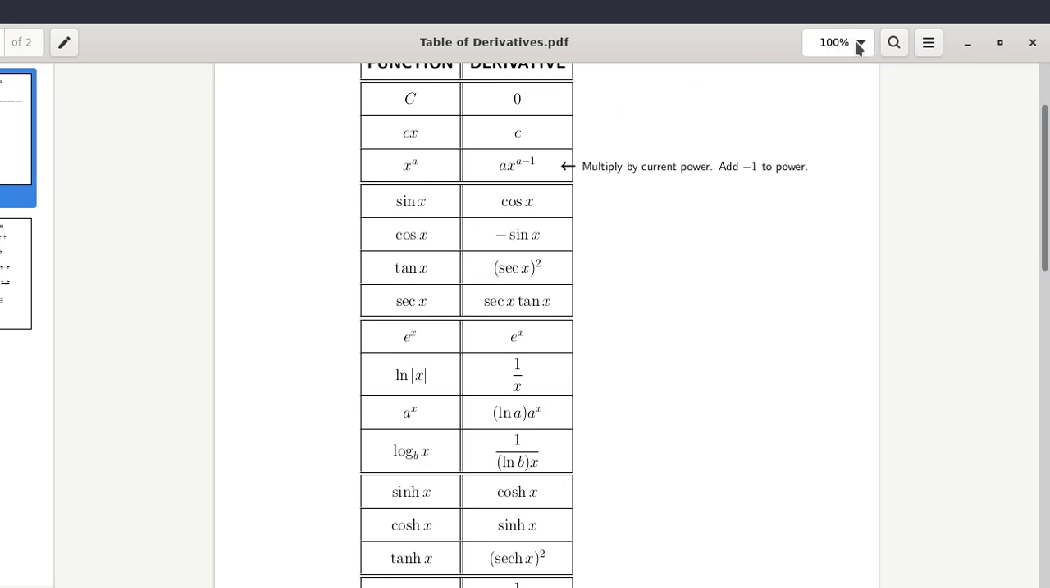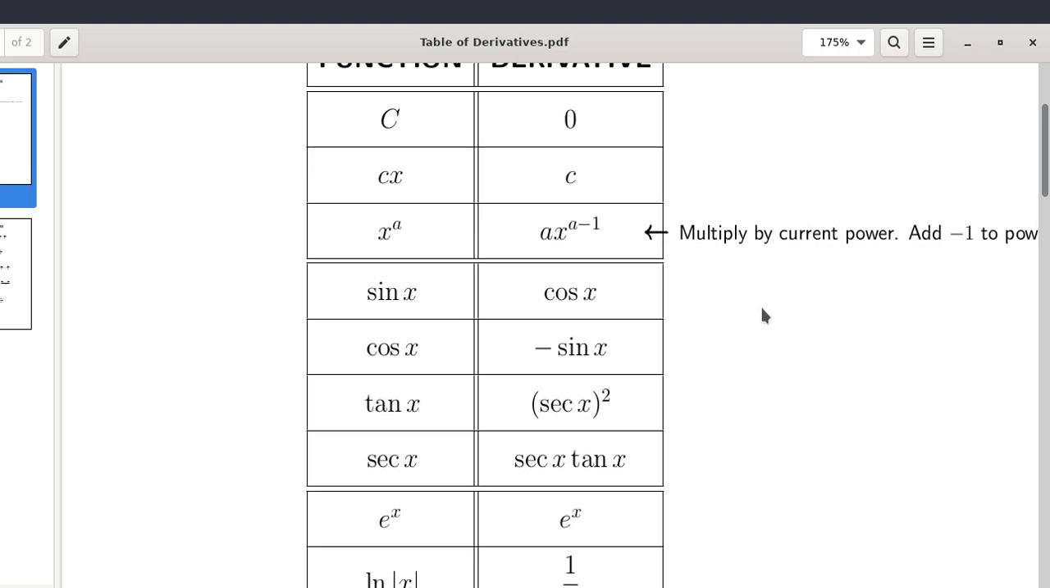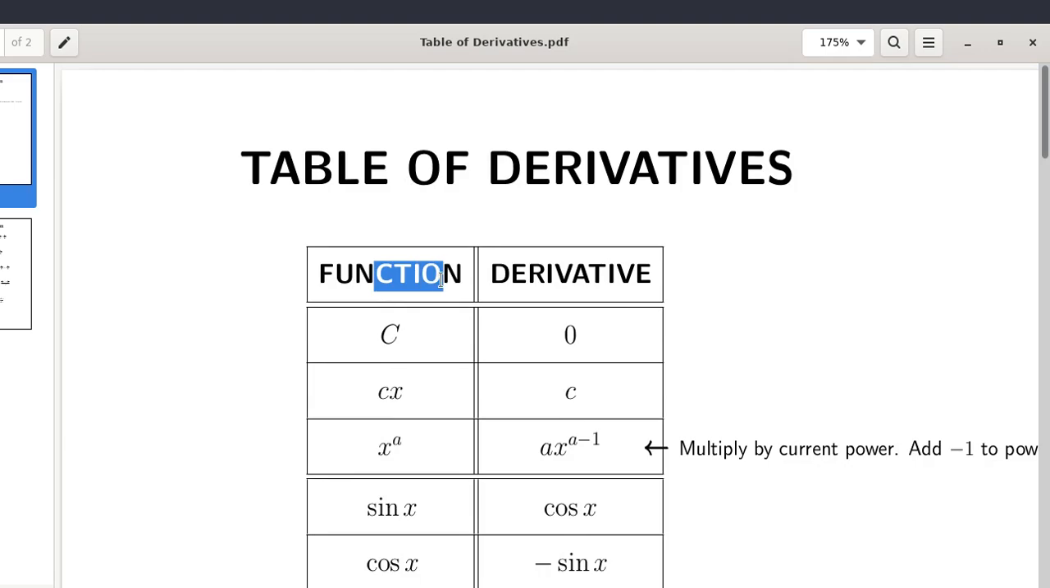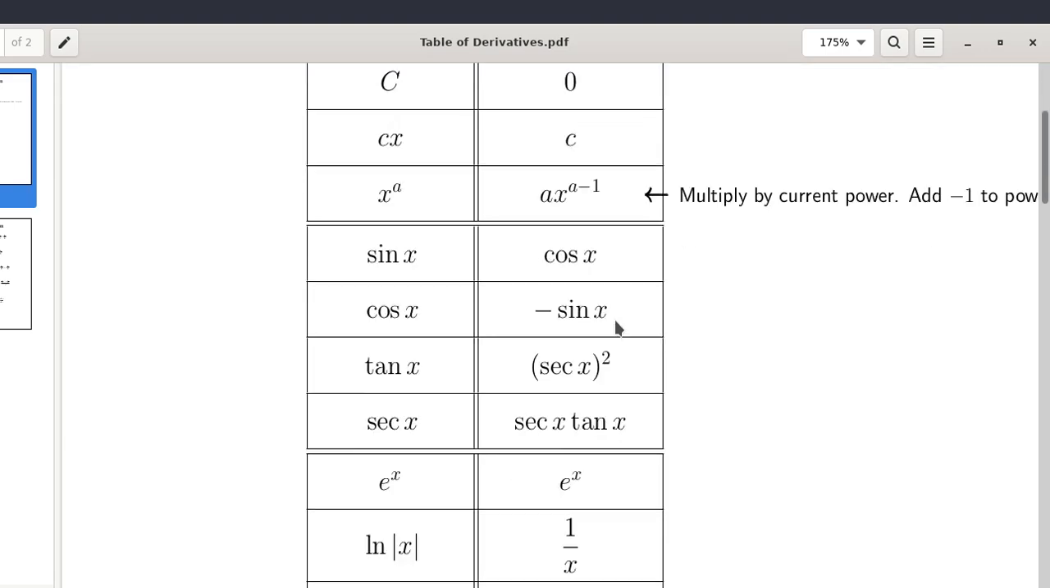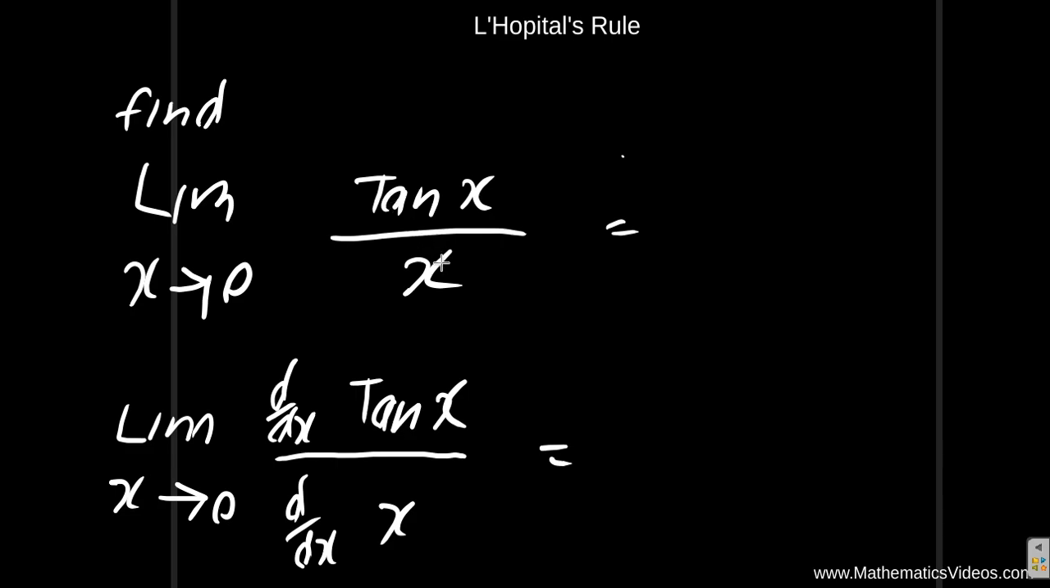Okay. So let's zoom in a bit, see what we can find. Okay, so this is the table of derivatives, the function and the derivative. So we have tan x, we have sec squared x. Good. So when we differentiate tan x, we get sec squared x, divided by, when we differentiate x, we get 1. Now remember, let me write the 1 up here. We found it to be 1 earlier, but I didn't write it down.